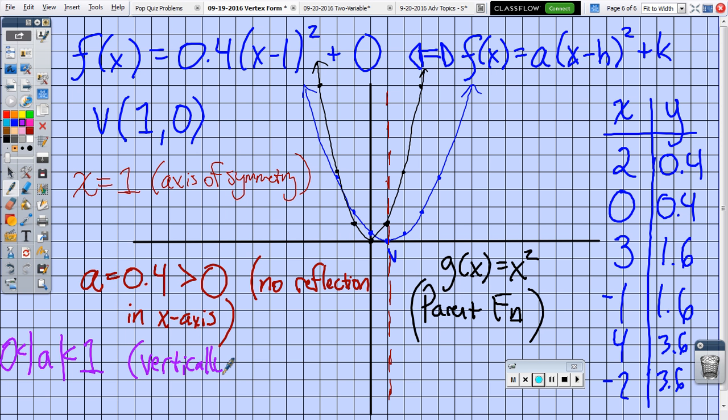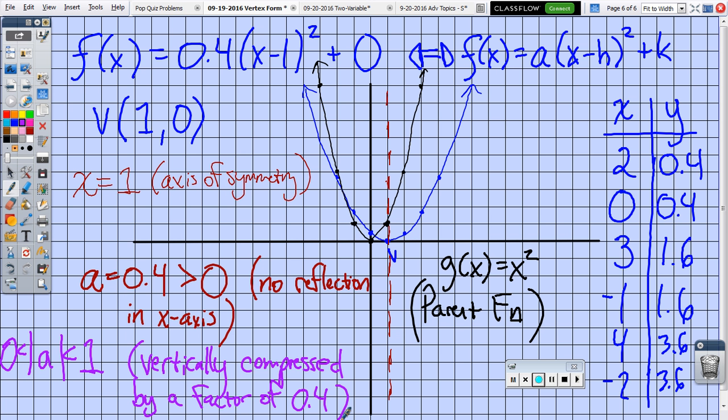Compared to the parent function, it's been vertically compressed by a factor of, I'm fine if you put 0.4 or 1 over 0.4. I understand that you know what compression means, so I'm not concerned whether it's written as 0.4 or 1 over 0.4. It's compression.